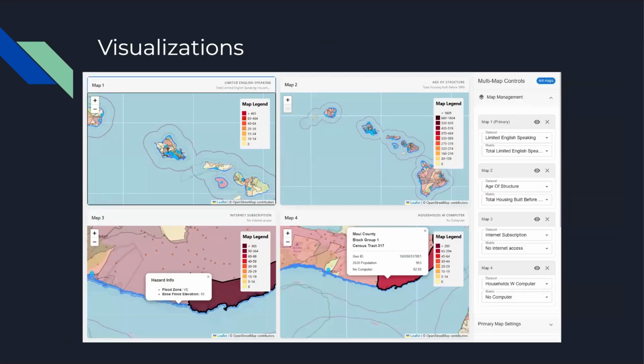This is a look at what we have right now. This is the layout that we are using for a visual. We can generate several types of maps, and on each of the different maps, we can display different types of vulnerability metrics. As you can see, right now there's no internet, households with no computers, households limited to English speaking. So there's a bunch of different types of metrics that we have listed right now, and that can be shown concurrently.